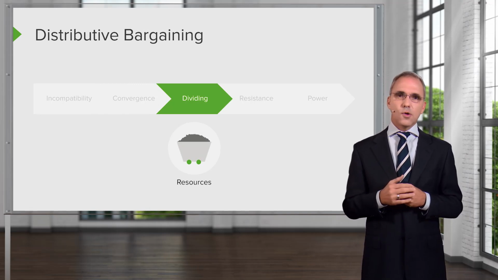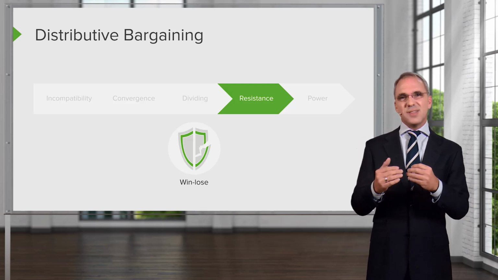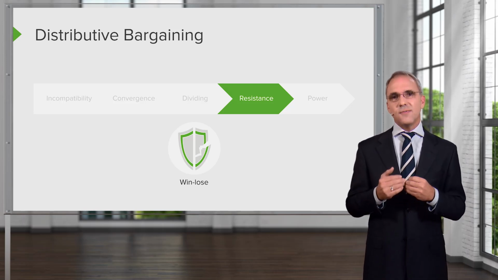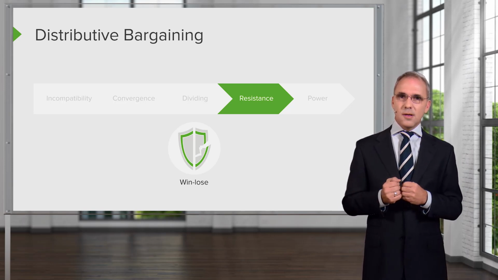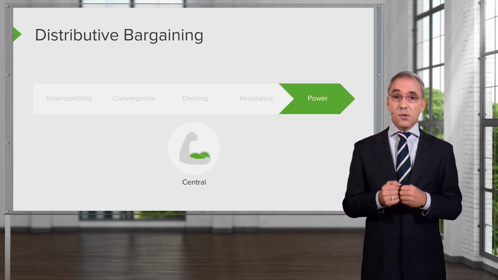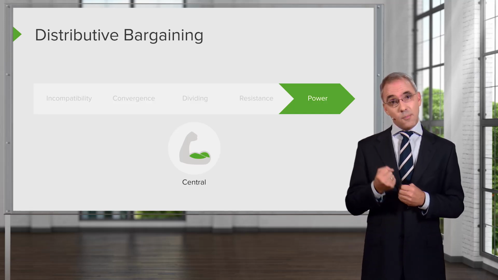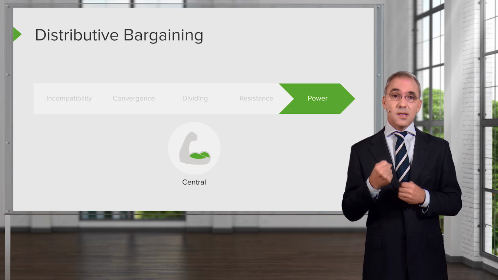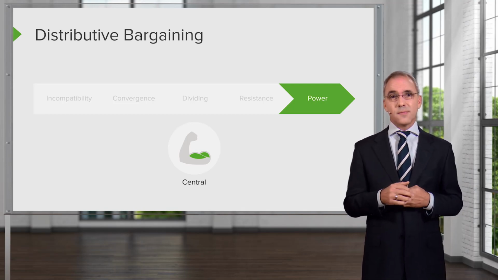We see the world through fixed and limited means. There's a certain amount of resistance to giving anything away without getting something in return. And don't forget, within a distributive bargaining situation, power is central. How much do I have to force the other side as close as possible to their resistance point?